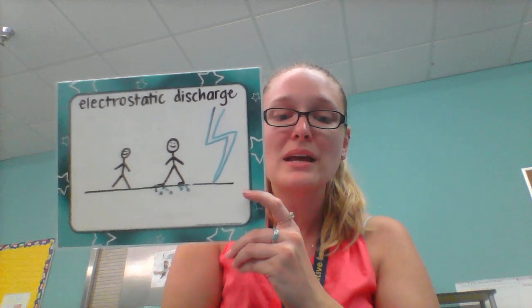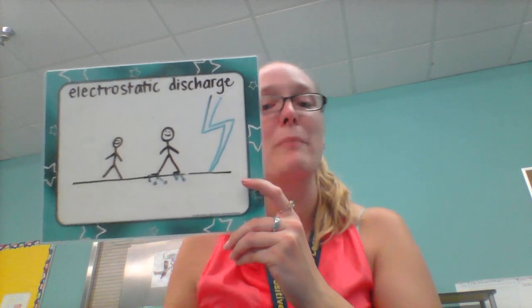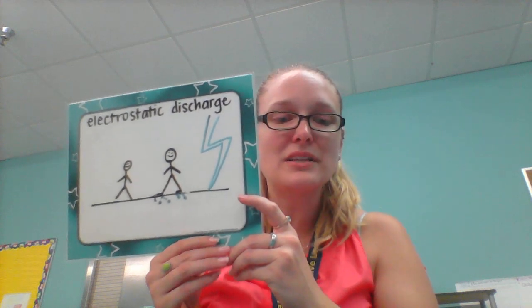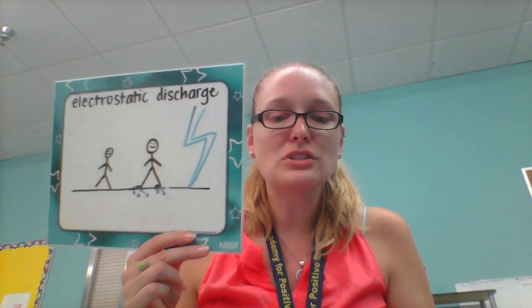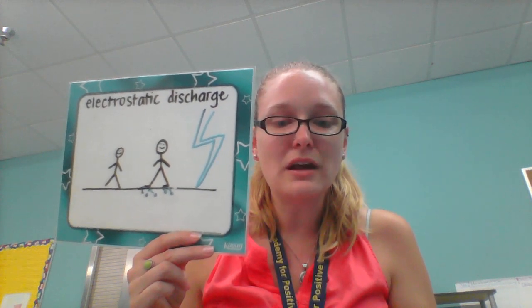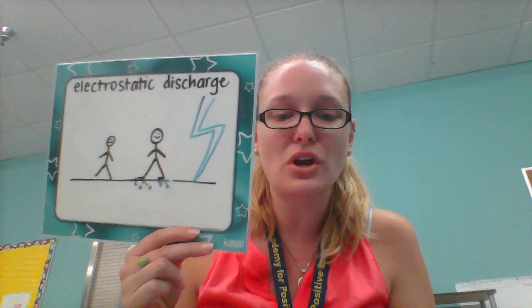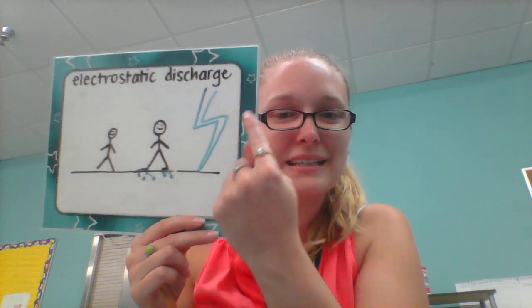During a thunderstorm, tiny raindrops or ice particles are bumping into each other. These collisions cause an electric charge to build in the clouds. Positive charges form at the top of a cloud and on the ground, and negative charges form near the bottom of a cloud. When the difference in charge between a cloud and the ground is great enough, there's a huge electrostatic discharge, and we call that lightning.